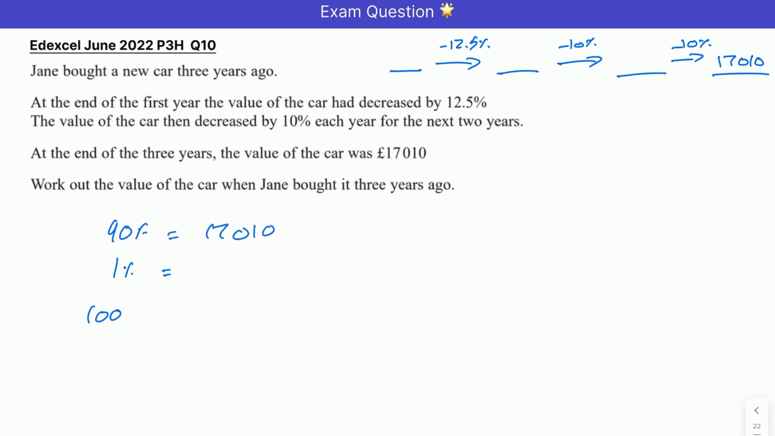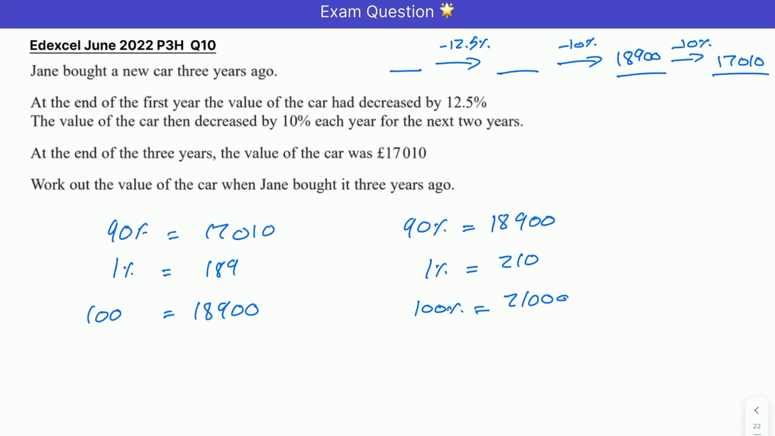So there we go. If I just divide 17,010 by 90, times that by 100, that becomes 18,900. Cool. So I've got this value now. I'll put that in. And again, I've got to do the same thing, work one step back. Because it lost 10% here, that means 90% represents this. So 18,900 divided by 90, that gives us 210. So that's 21,000.